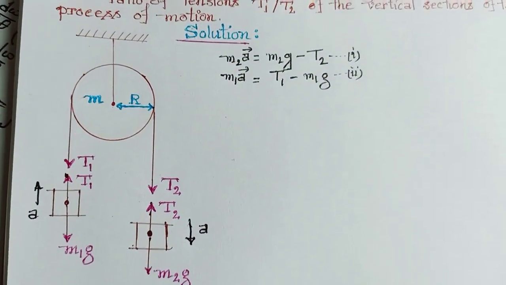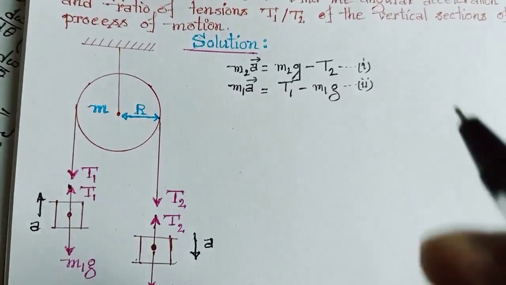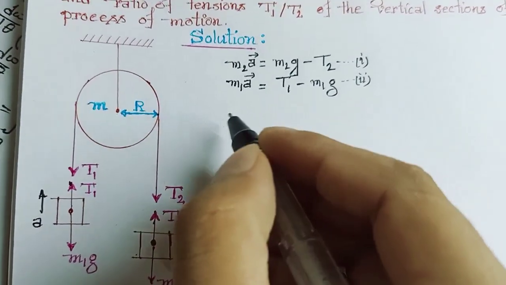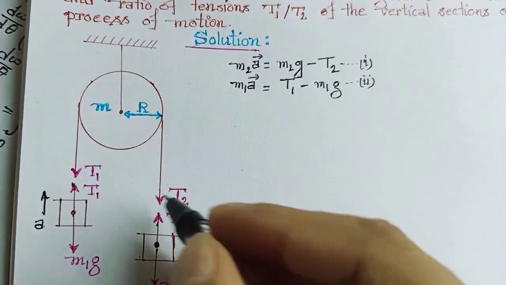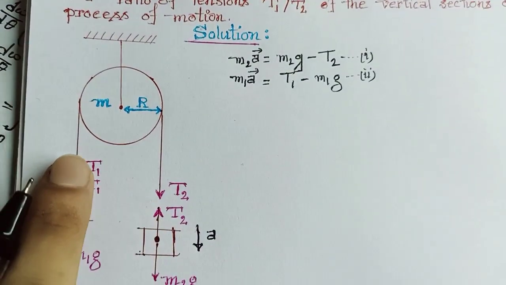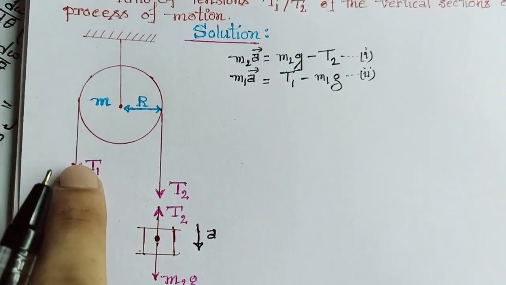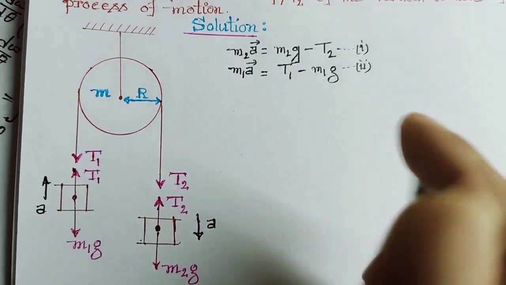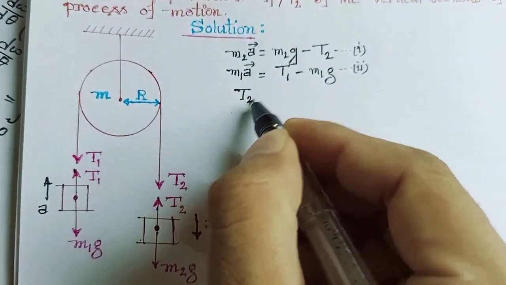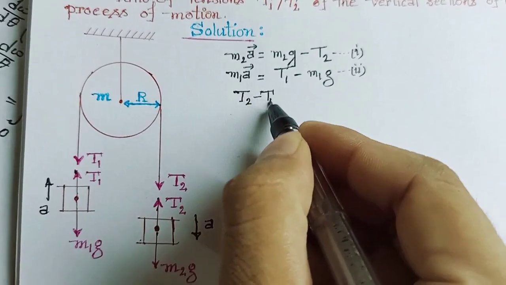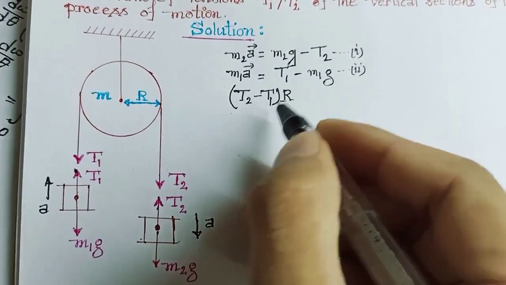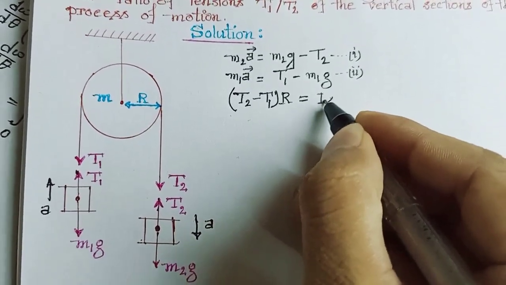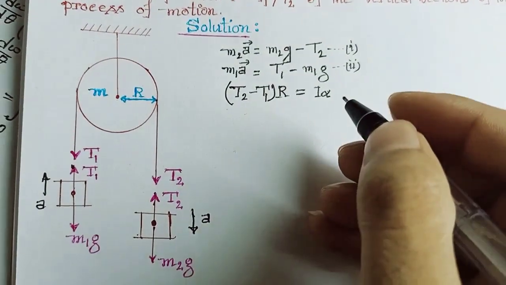Now we will consider the case of the pulley. For this pulley we will consider the torque equation. Now the resultant force is equal to T2 minus T1, because T1 is acting here and T2 is acting here. If we flip the direction of T1, we can find that T2 and T1 are opposite to each other, so our net force will be T2 minus T1 and its distance is equal to R. So net force into distance is equal to torque, which is equal to I alpha, where I is the moment of inertia and alpha is the angular acceleration.